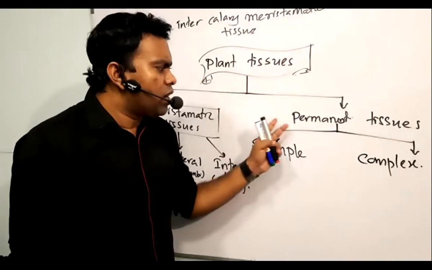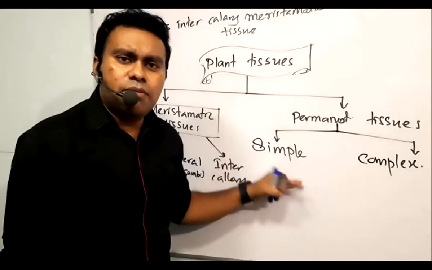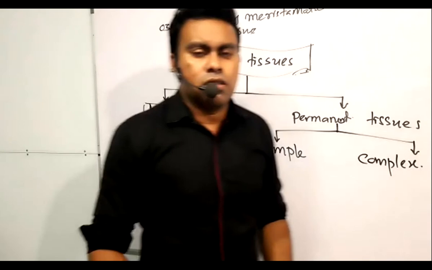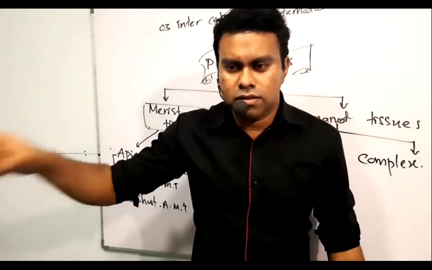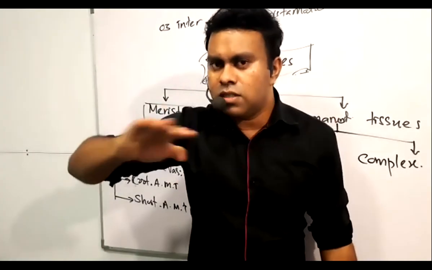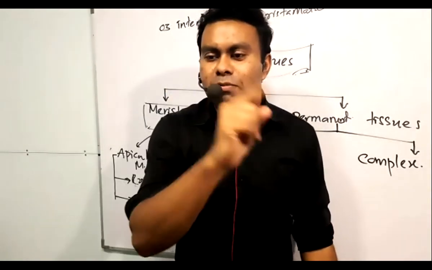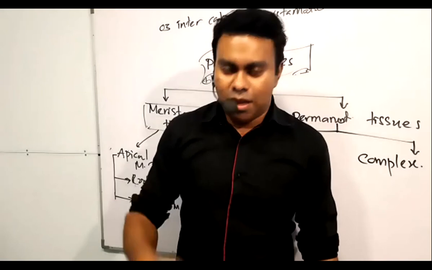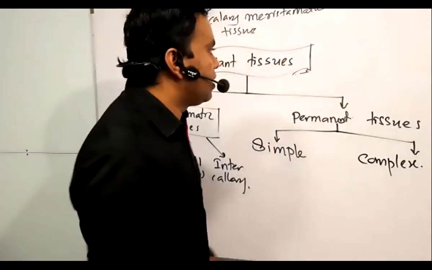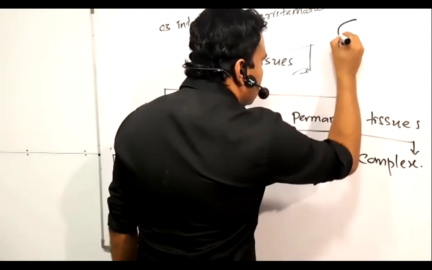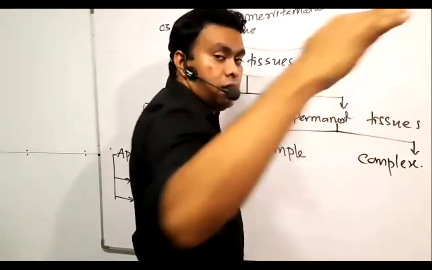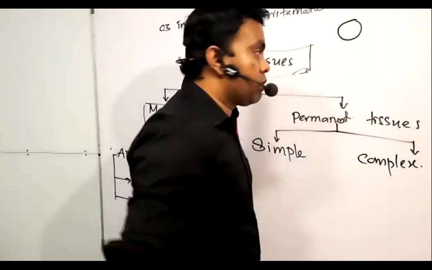So what does it mean by permanent? Simple. Permanent means not dividing, simply remember that. Permanent means not dividing, and simple means they have only one type of cell. They have only one type of cell. Look at this. So later, one by one, we will explain them.